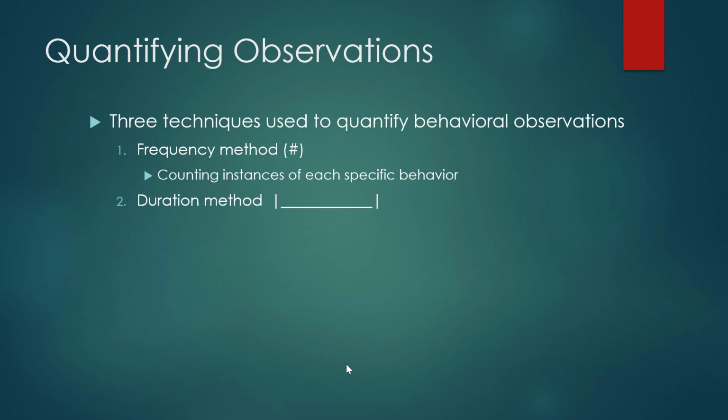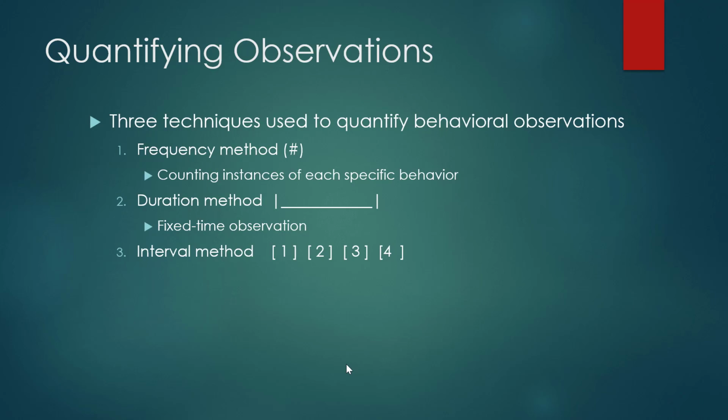Another technique is the duration method. Now this might be where you have a fixed time observation, and during that time you want to see how much time that child spends interacting in that behavior of interest. For example, how long does a child interact with an adult in a social situation? So you're getting the duration of that interaction, the length of time.